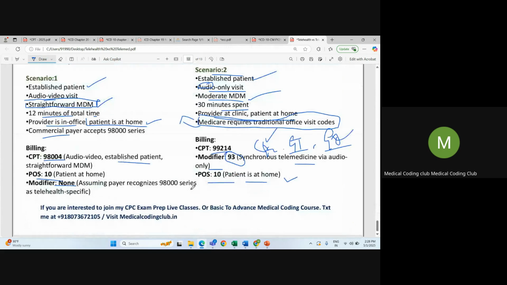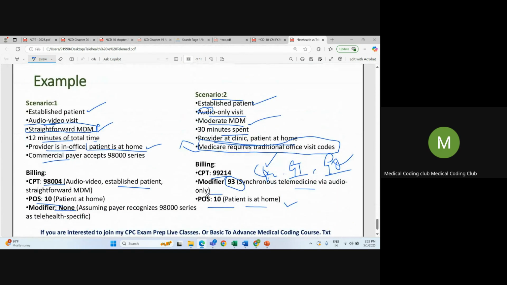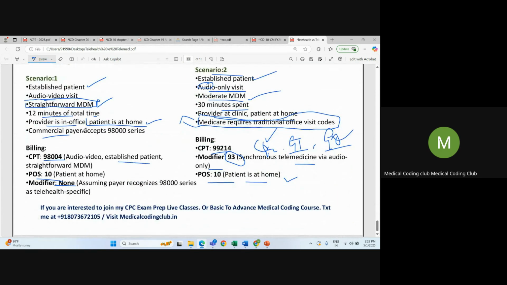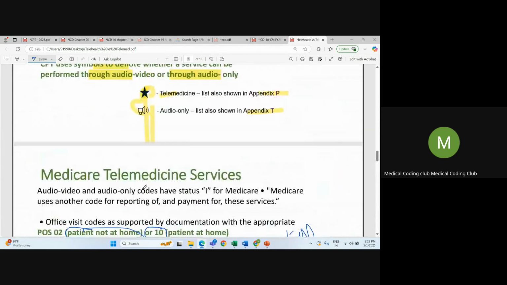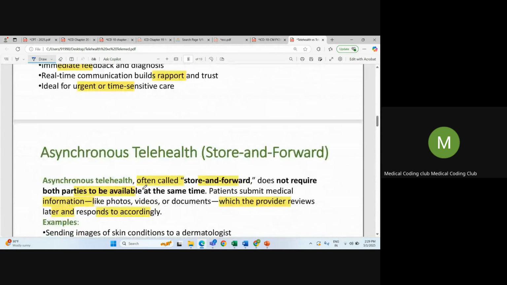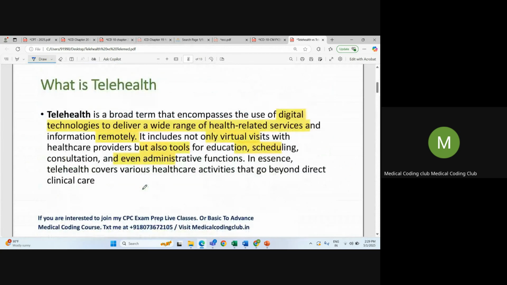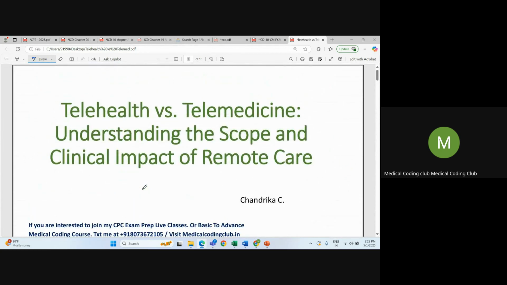So please check for the correct CPT codes when you are coding for telemedicine. So I hope everyone understood. Okay. So that's all for today.